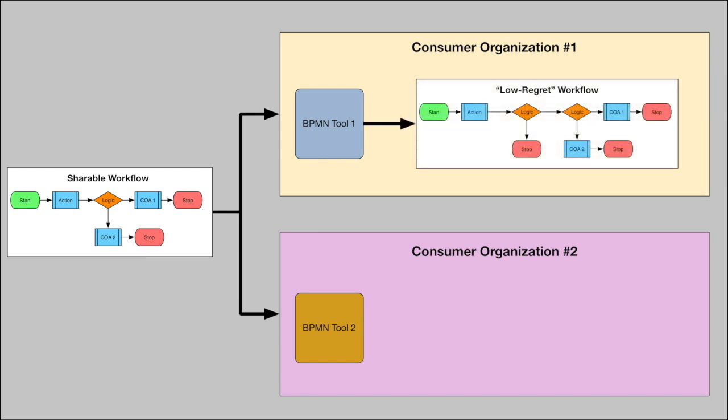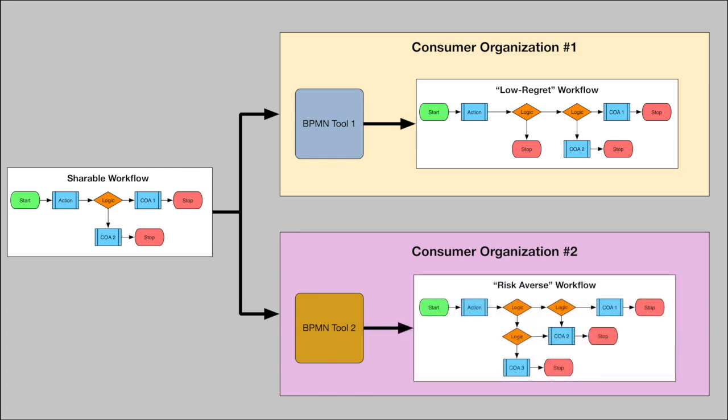One organization will take a low-regret approach to security automation, resulting in a workflow that will automatically mitigate an indicator of compromise, or IOC, as necessary. The second organization takes a risk-averse approach to security automation that will take an IOC and provide the necessary context in a ticket that will enable an analyst to mitigate the IOC.